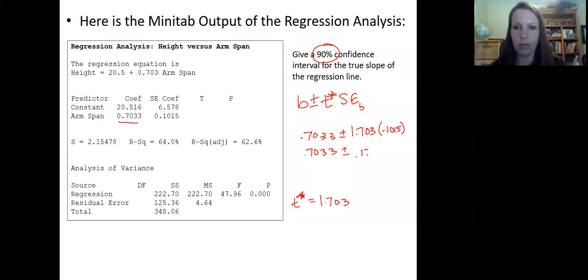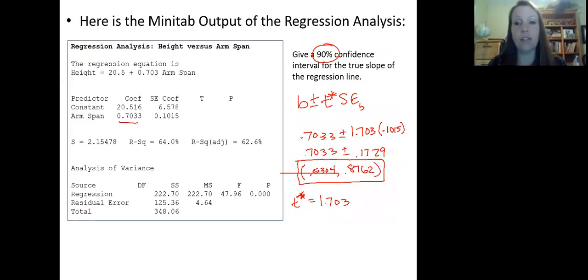So 0.1729. I'm just going to add and subtract that. So I get 0.7033 minus 0.1729, which is 0.5304. And then I'm going to have 0.7033 plus 0.1729, which I get 0.8762. So that would be my confidence interval.